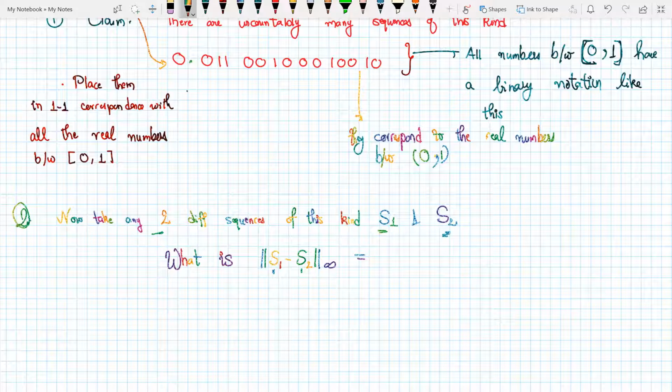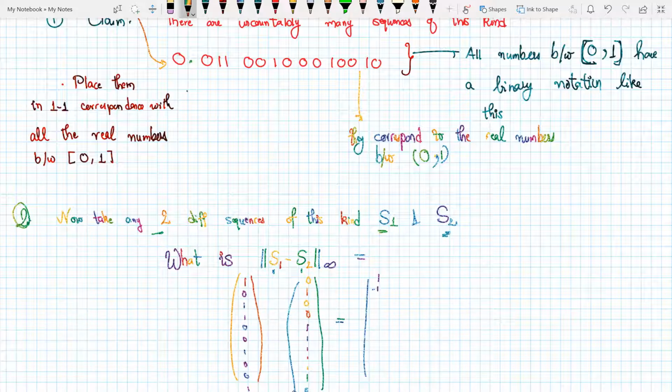So suppose this S1 is like 1 0 1 1 0 0 1 0 0 1 and so on, and again this S2 is 0 1 0 0 1 1 1 1 1 1 0 and so on. Now what I do when I take the infinity norm is I take the individual elements and subtract them. So 1 minus 0 is 1, 0 minus 1 is minus 1, and so on. And once I do that, I take the infinity norm of this.